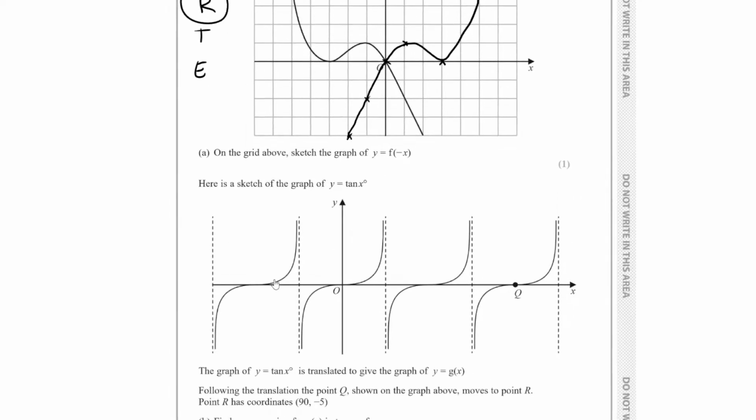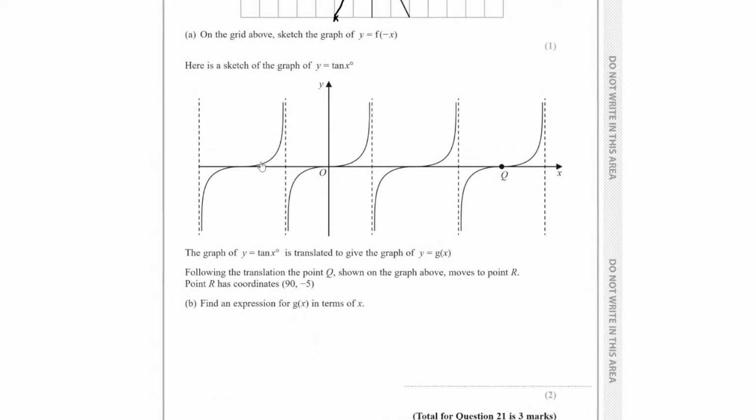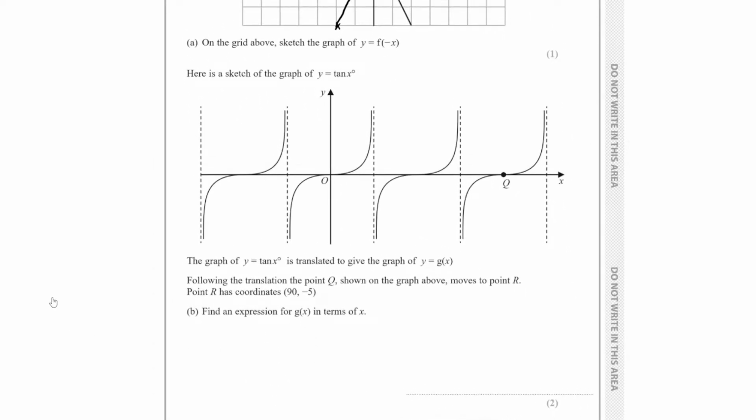So that's 1 mark. Part B, here is a sketch of the graph y equals tan x. The graph of y equals tan x is translated to give the graph of y equals g of x. So they've translated it, which, if you remember earlier, the other question, it means left to right, up and down.